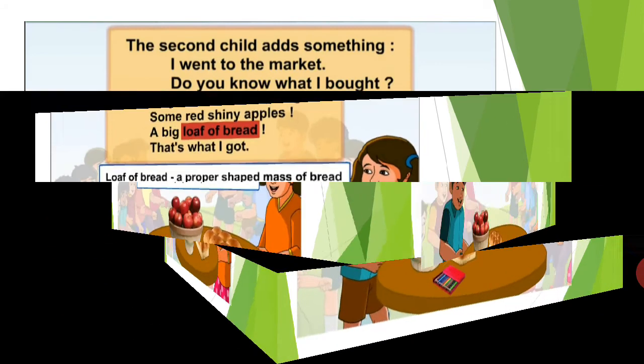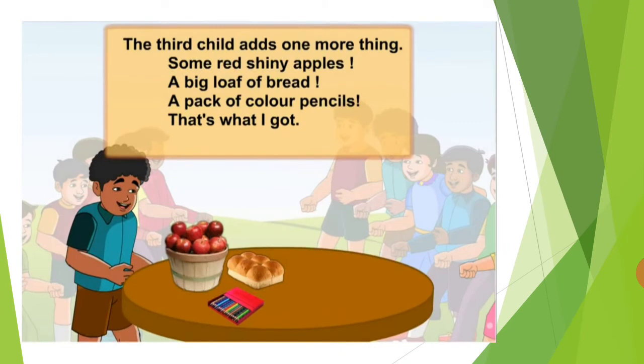Now the third child will come. And what will he say? The third child adds one more thing. Some red shiny apples, a big loaf of bread. Now he adds his own sentence, that is a pack of color pencils. He repeats the full poem. Like, I went to the market. Do you know what I bought? Some red shiny apples, a big loaf of bread, and a pack of color pencils. That's what I got. In this way, each child will come and he will repeat first the previous children's sentences, and then he will add his own or her own sentence.